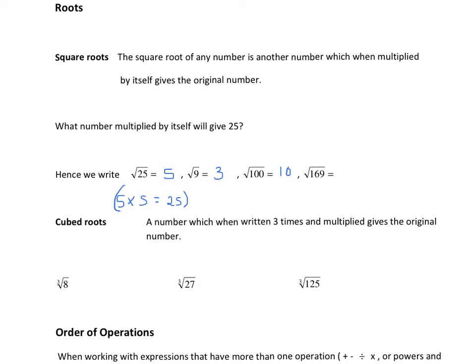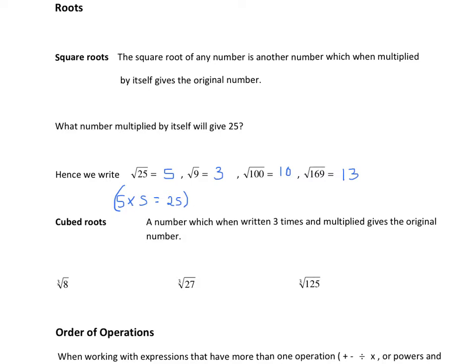Well, that one you might need to use your calculator for. And if you think about it, 12 times 12 is 144. The next number is 13. 13 times 13 is actually 169. So the square root of 169 is 13.